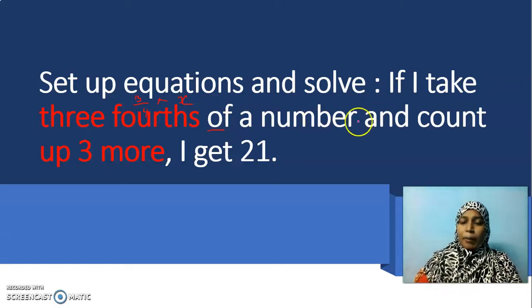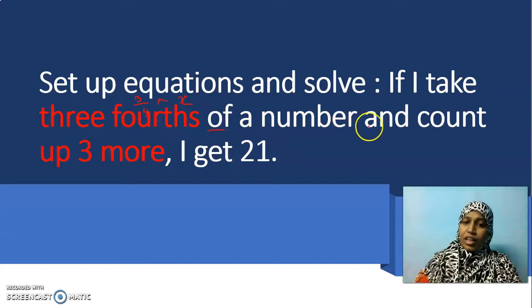And count up. I'm not just finding 3/4 of a number, I'm again counting up 3 more. It means I'm adding 3 more. If I do this, what do I get? I get 21. So 3/4 x + 3 is equal to 21. Is it clear, my dear children, how to write this English statement in a mathematical form?